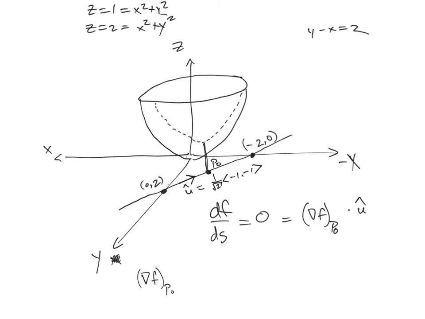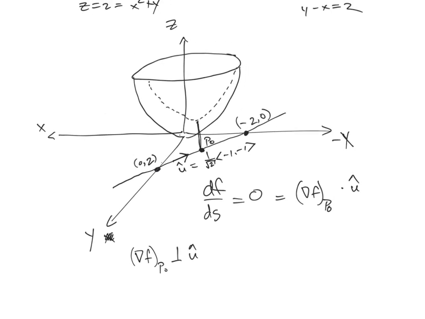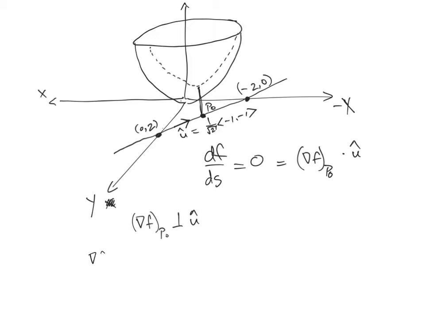At point P0, I'm looking for that gradient vector, and it's going to be perpendicular to u hat. Well, I can calculate the gradient vector, easy enough. The function was x squared plus y squared, so that's going to be 2x, 2y. So now I need del f, I need this, 2x, 2y, dot 1 over root 2, minus 1, to be equal to 0, right?